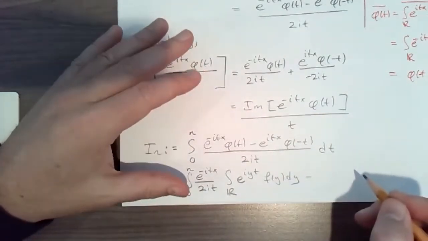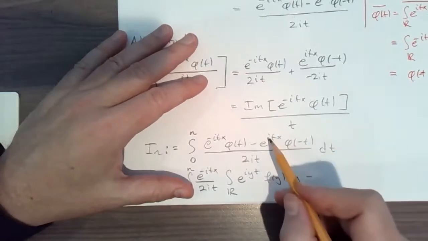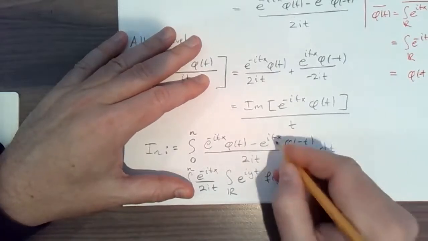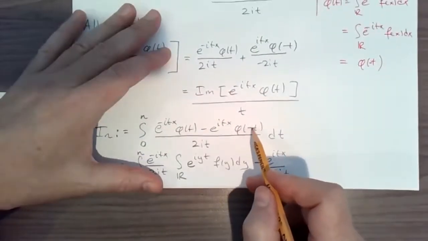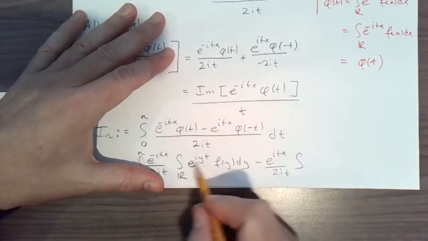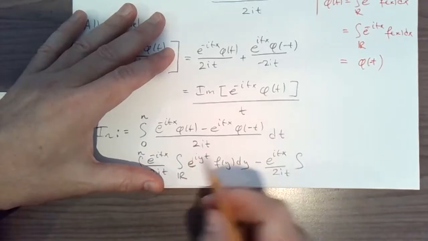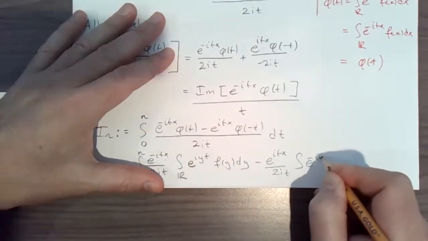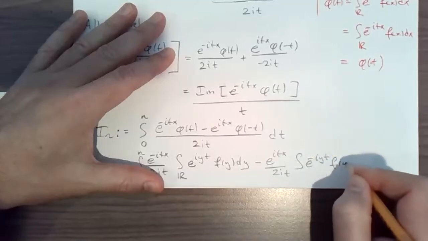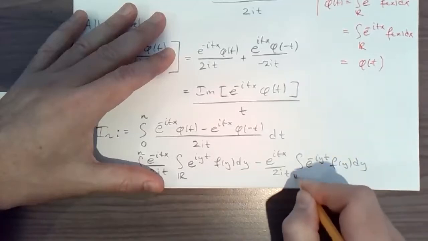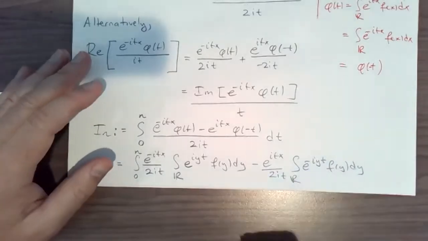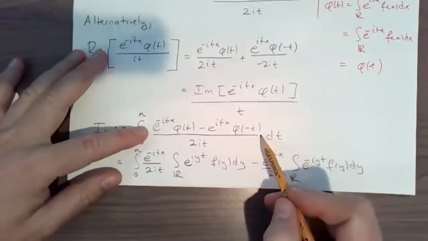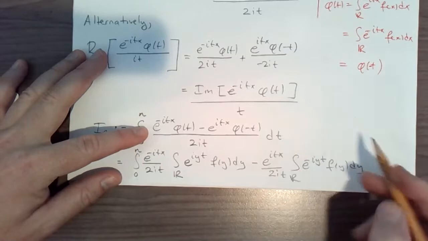Minus. And then comes the second part. This is e to the itx divided by 2it, and then the characteristic function evaluated at minus t. So it's the same as what we have here. This is going to be a minus sign here. f of y dy, integral over R. So that was the integrand. So now we put a dt out here at the end.